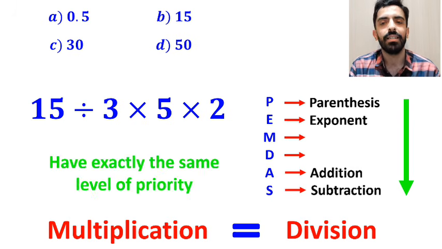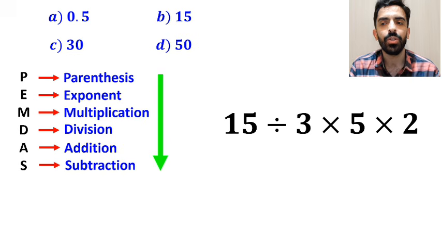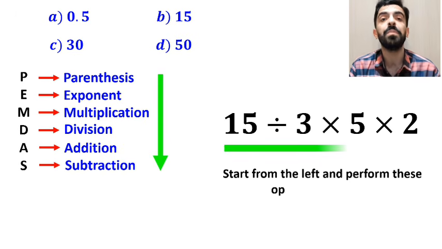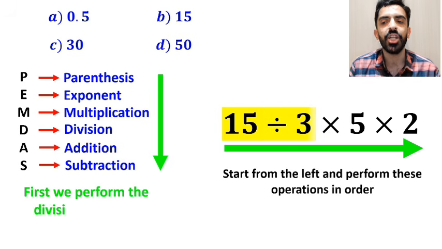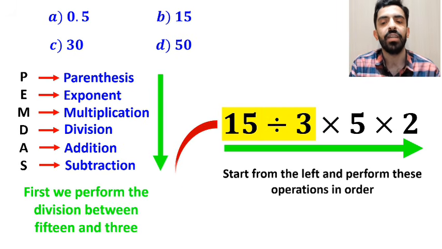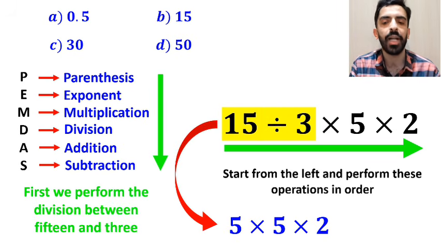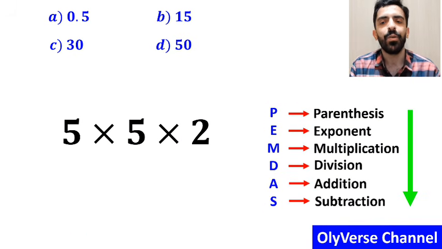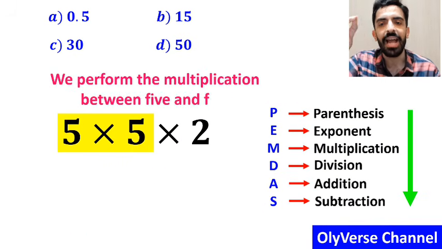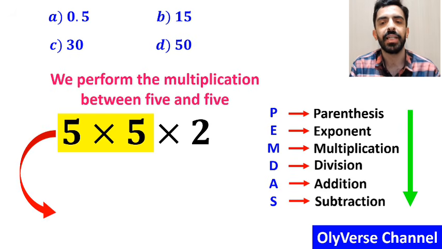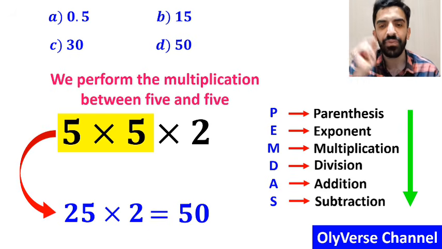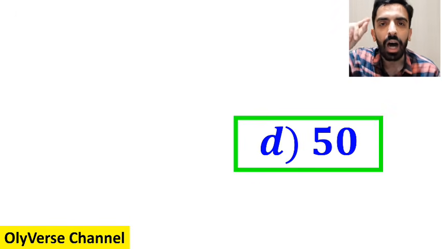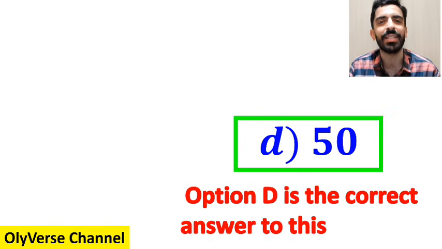We must pay close attention that multiplication and division have exactly the same level of priority in the PEMDAS rule. In this situation, the best thing to do is to start from the left and perform these two operations in order. So, first we perform the division between 15 and 3, which simplifies this expression to 5 multiplied by 5 and again multiplied by 2. And in the final step, we perform the multiplication between 5 and 5, and instead of this expression, we can write 25 times 2, which finally gives us the answer 50. Therefore, option D is the correct answer to this question.